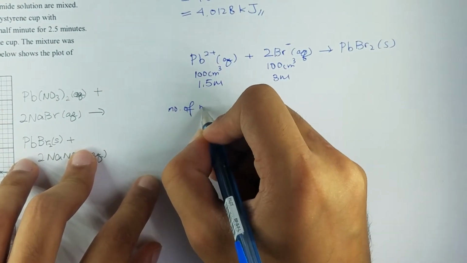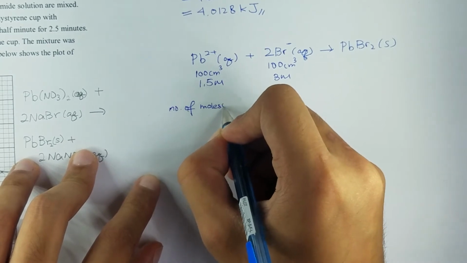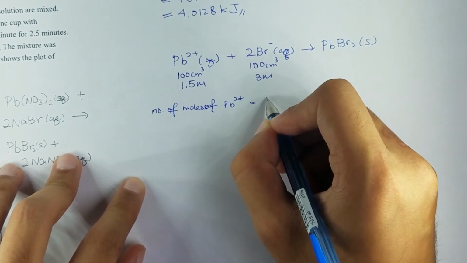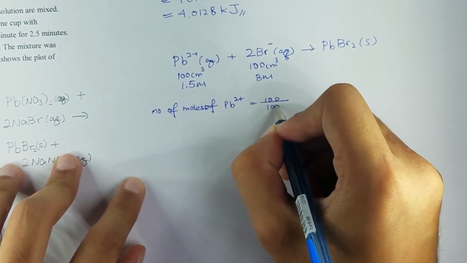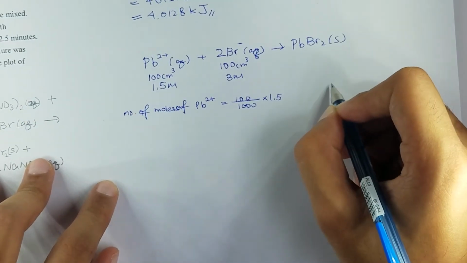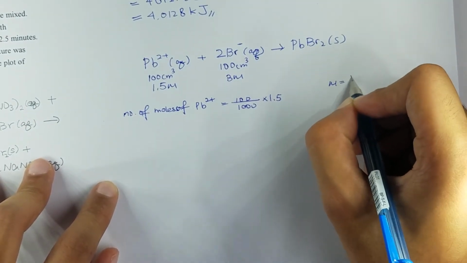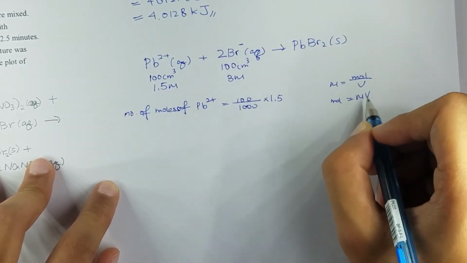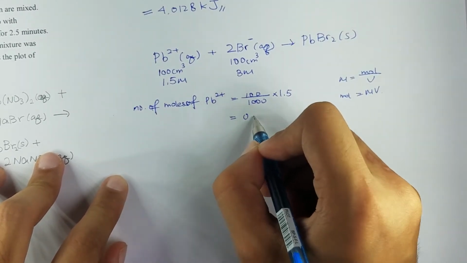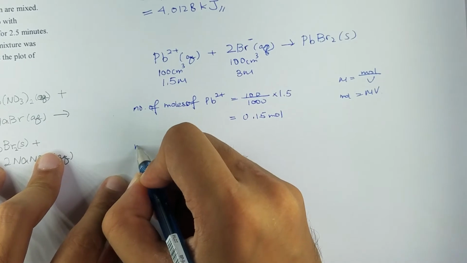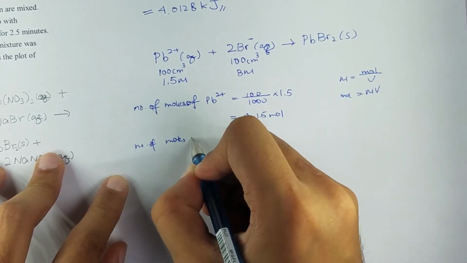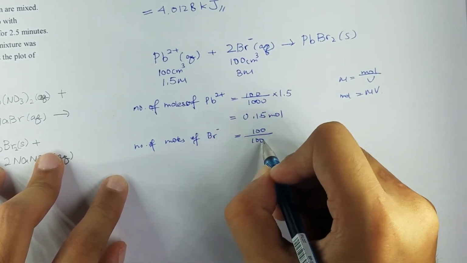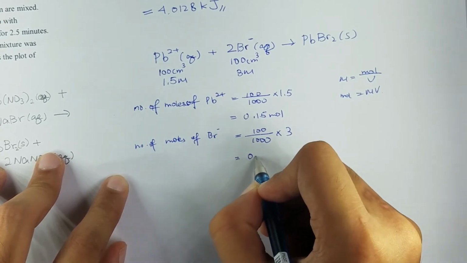So the number of moles of Pb2+ is equal to 100 over 1000 times 1.5. Again, we're using the equation: molarity is equal to moles over volume, so moles equals molarity times volume. And then we'll get 0.15 mole. So the number of moles of Br-, 100 again, now this time molarity is 3, so we'll get 0.3 mole.